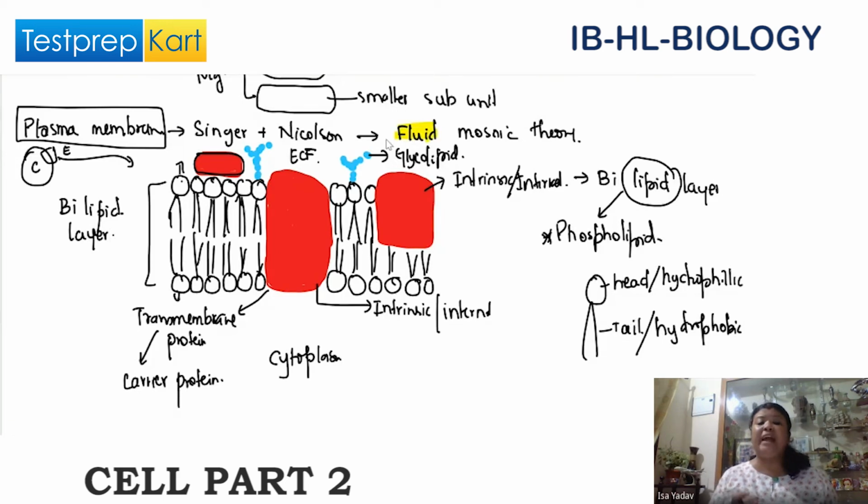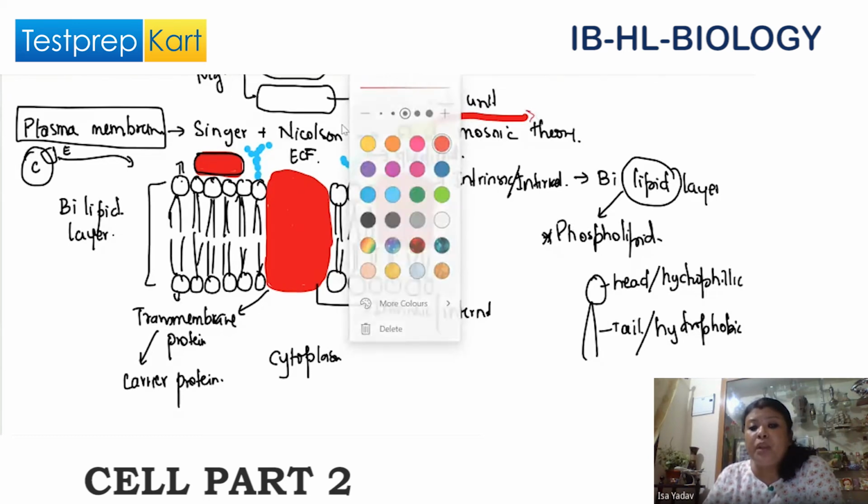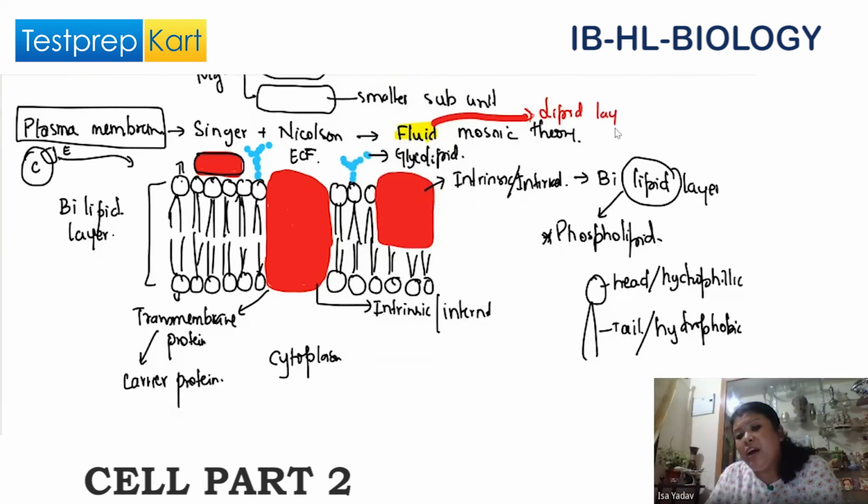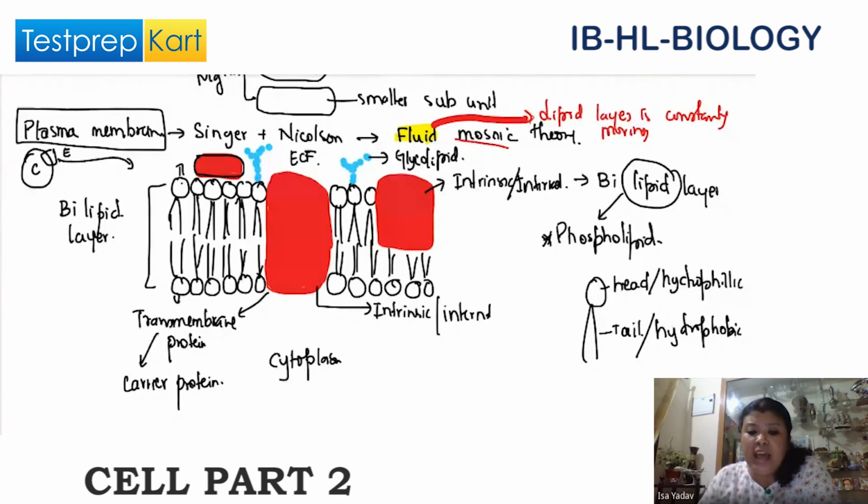Fluid means that the plasma membrane, or rather the lipid layer, is constantly in movement. Fluid means that the lipid layer is constantly moving. Okay, lipid layer is what? Constantly moving. Fluid. Mosaic. What do you understand by mosaic?